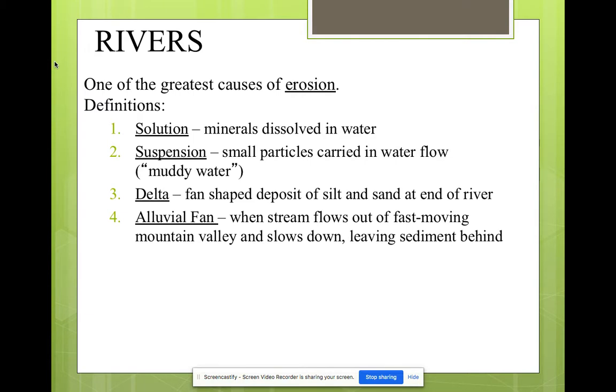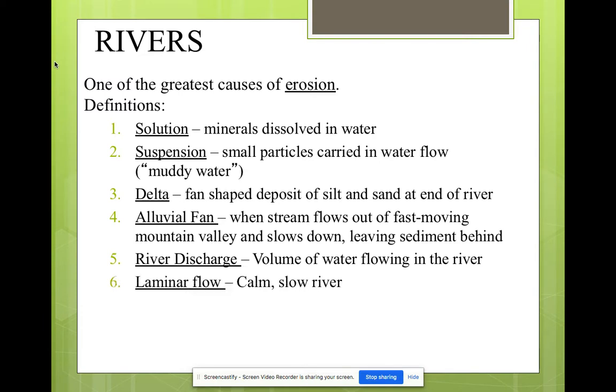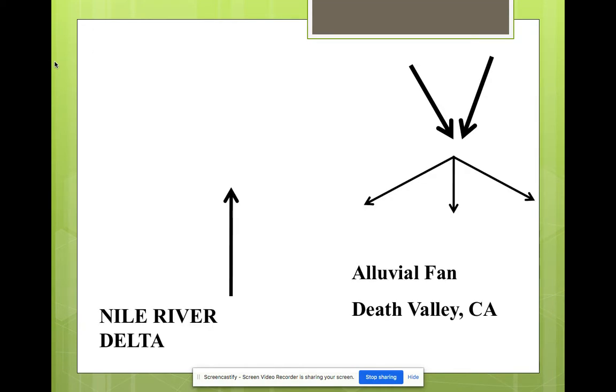And we have deltas. This is a fan-shaped deposit of silt and sand at the end of a river. An alluvial fan, when stream flows out of fast-moving mountain valleys, slows down and it leaves behind sediment. The river discharge is the volume of the water flowing into the river. Laminar flow describes a calm, slow river, and turbulent flow describes a fast, quick moving river.